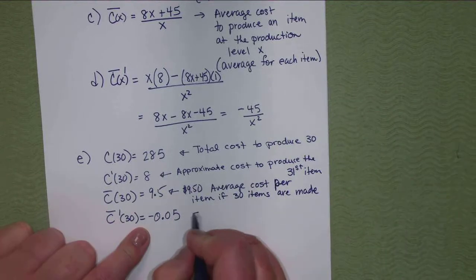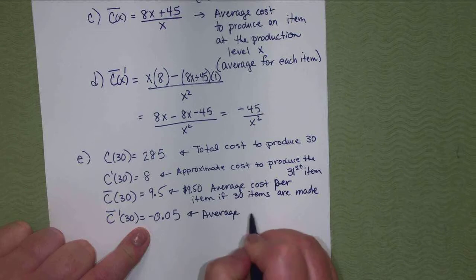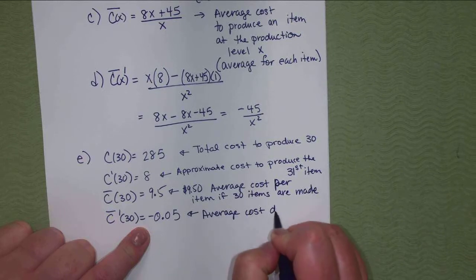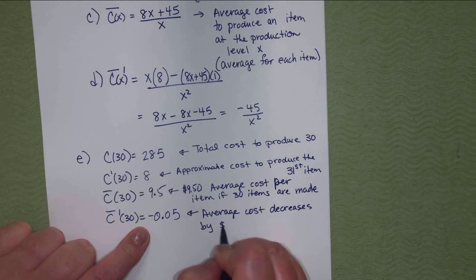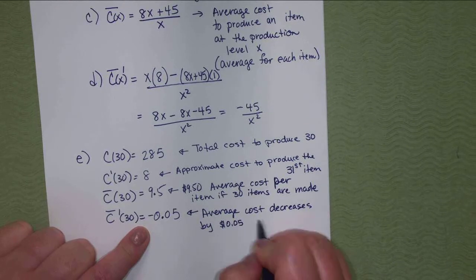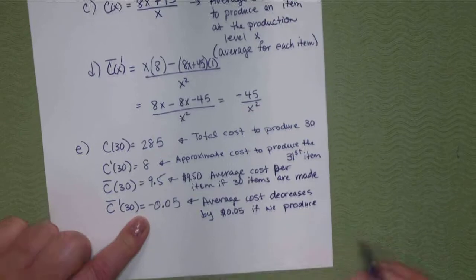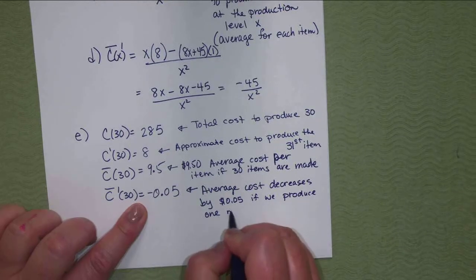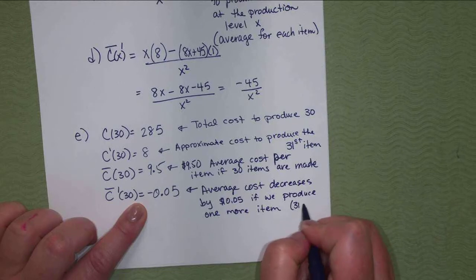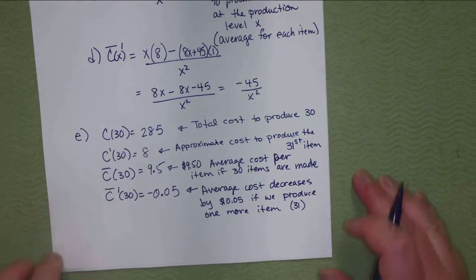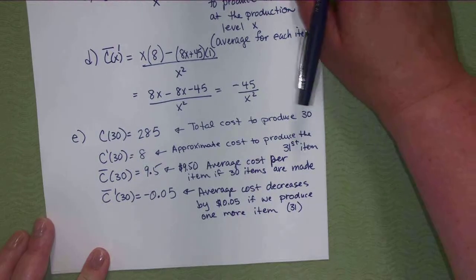Okay, so this is saying that the average cost decreases by 5 cents if we produce 31 items, or one more item. So adding an item will decrease the average cost by 5 cents.